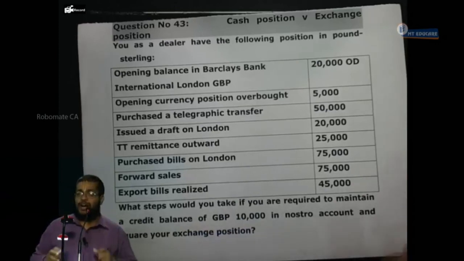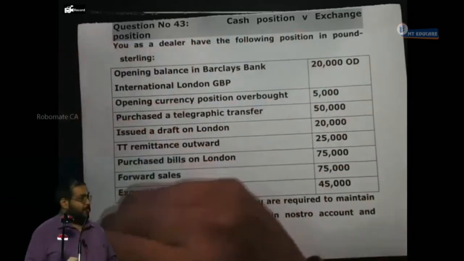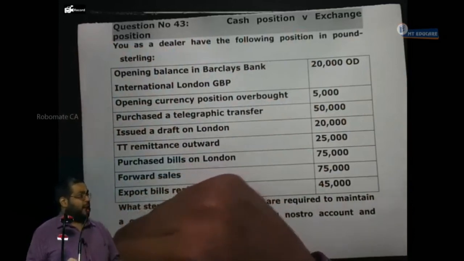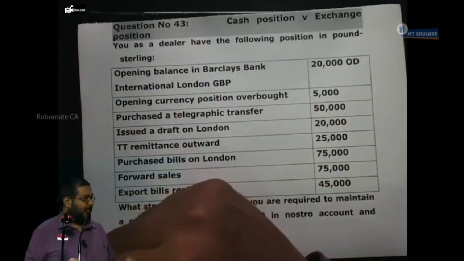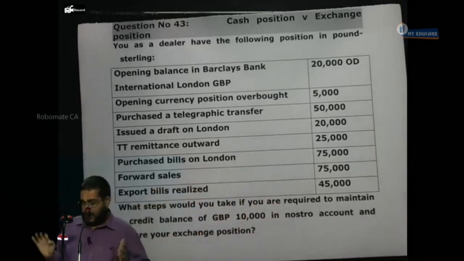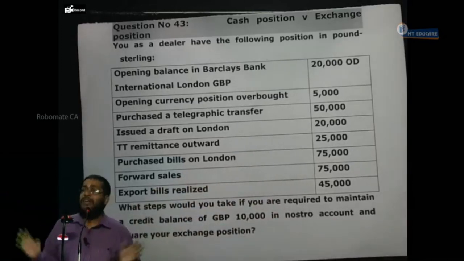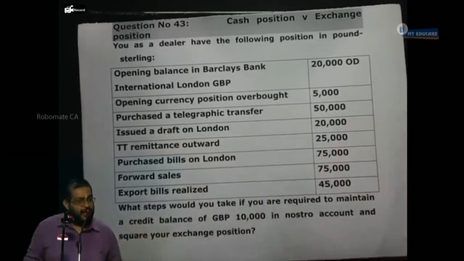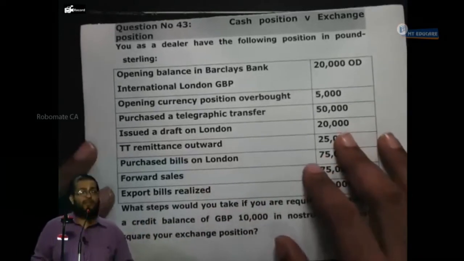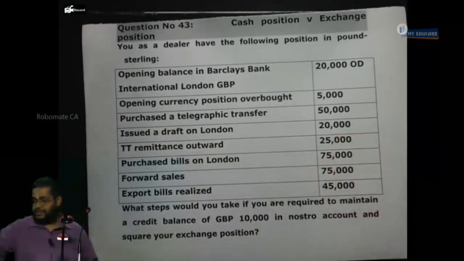Square a position means what? Make it nil. When I make a position nil, I am squaring off the buy and sell. That's the meaning. I want a target of zero exchange position and a target of 10,000 credit balance in the Barclays account. Everybody, are you following or not? Now, can we start doing this sum together?